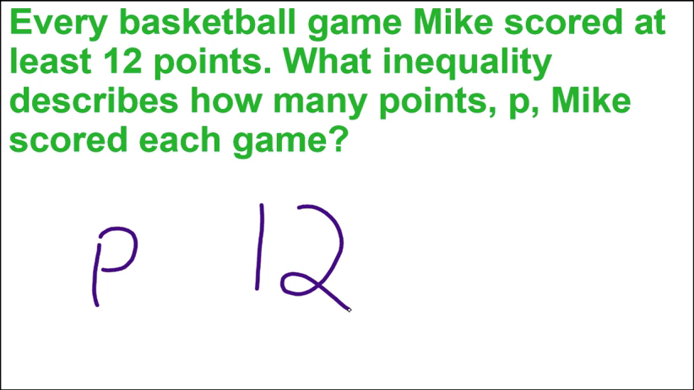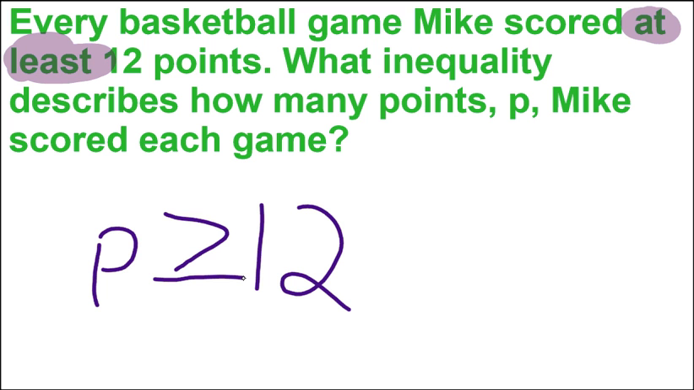Every single one of the answer choices is going to have P and it's going to have 12. One of them is going to be greater than, one of them is going to be less than, one's going to be greater than or equal to, one's going to be less than or equal to. So you see what I'm saying? The vocabulary is what's going to get you the question right. And the key words here are at least. So at least, what's that mean for our sign? Greater than or equal to. If he's scoring at least 12, it could be 12, it could be higher, right? So that makes it greater than or equal to.